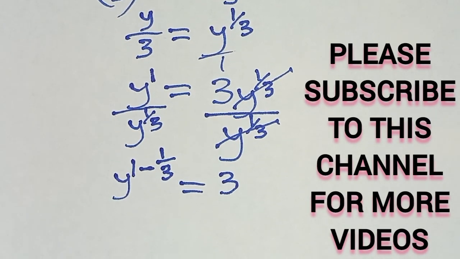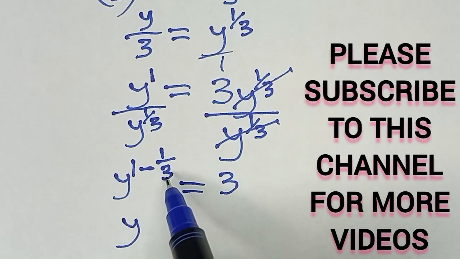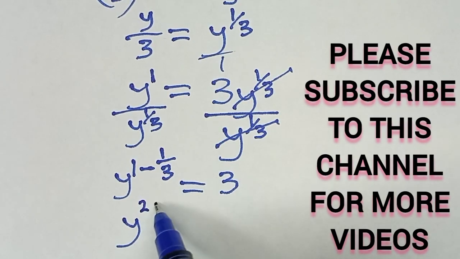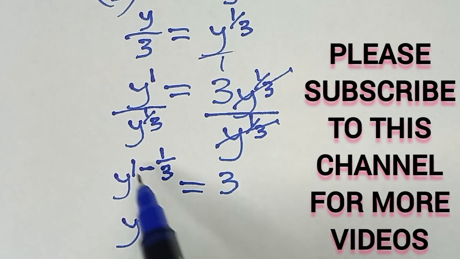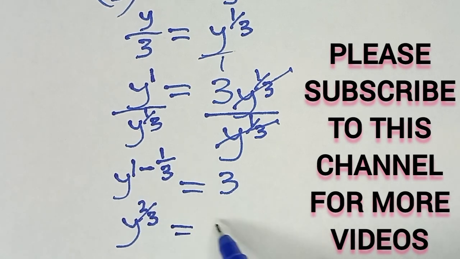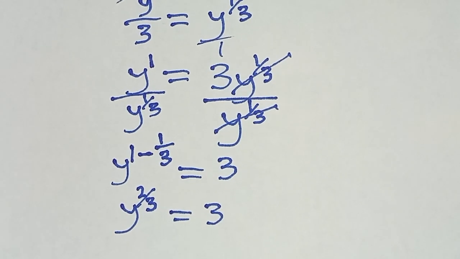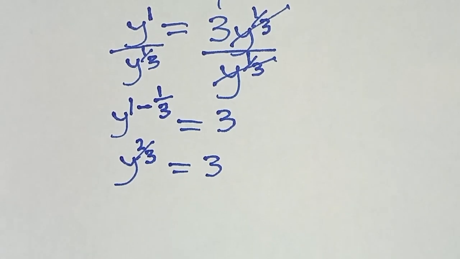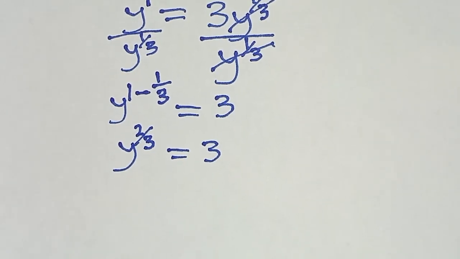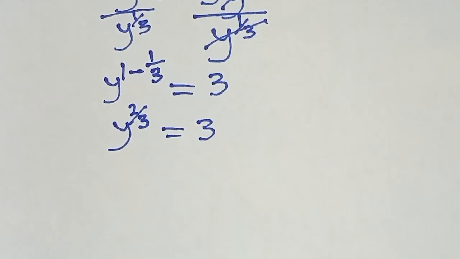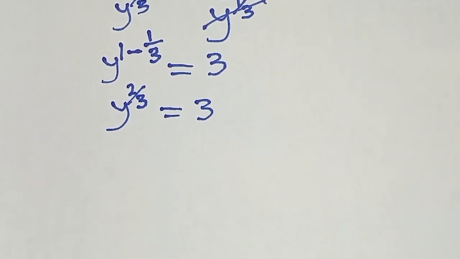So if we simplify further, this will be 1 minus 1 over 3 will give us 2 over 3. Don't forget, 1 minus 1 over 3 is 2 over 3. And that will be equal to 3. Then for us to get the value of y now, what we just need to do is to raise both sides to the power of the inverse of that 2 over 3.